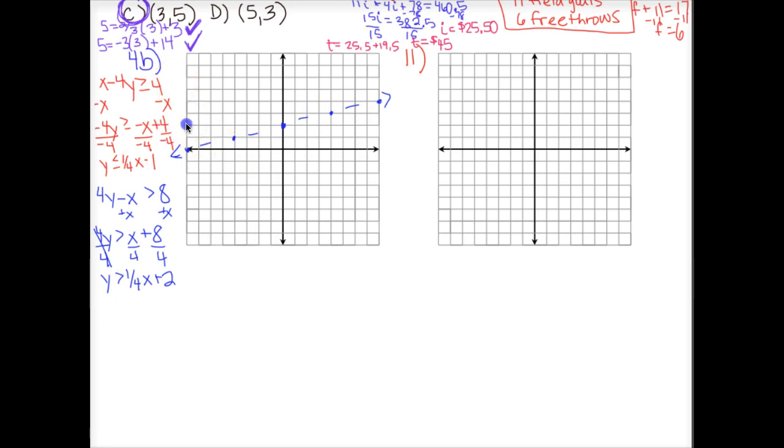And greater than means above. So the shading goes up here. Remember, you can check it. If I plug in 0, 0, 0 is not greater than 2. So 0, 0 should not be shaded, which it's not.